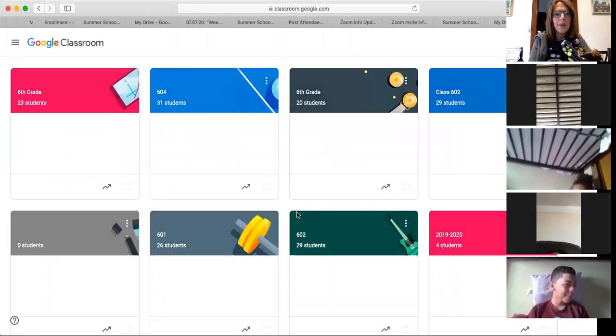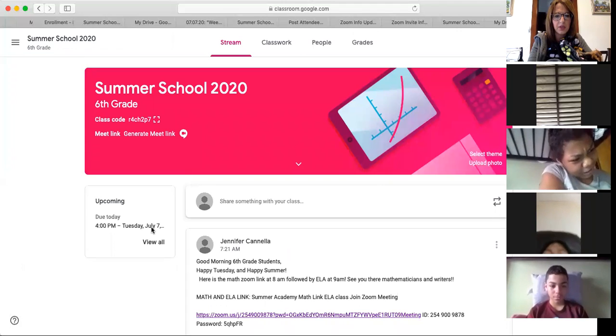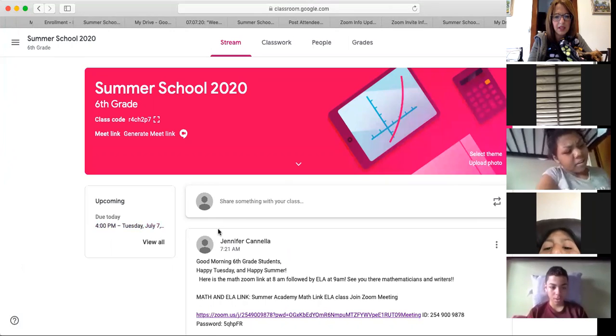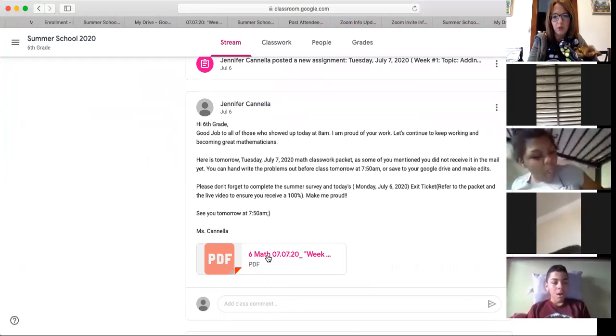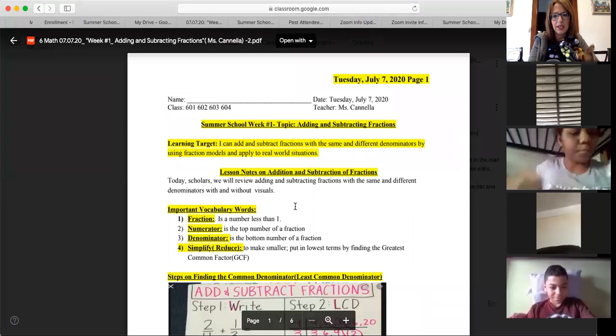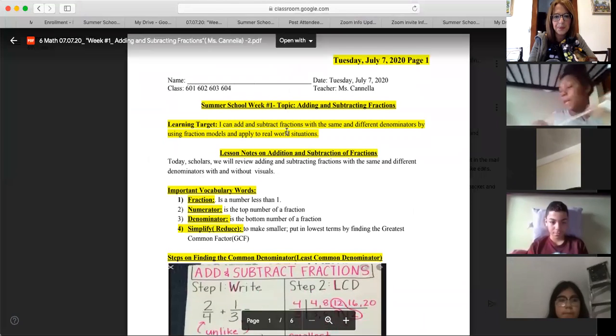And I'm just pulling up the packet. That way we can work. And remember, there are 2 assignments. There's the survey that was due, and there's also the exit ticket if you didn't do it from yesterday. Let me pull up today's packet. It's in the PDF in Google Classroom. Again, you do not need to have the hard copy. Everything is digital.